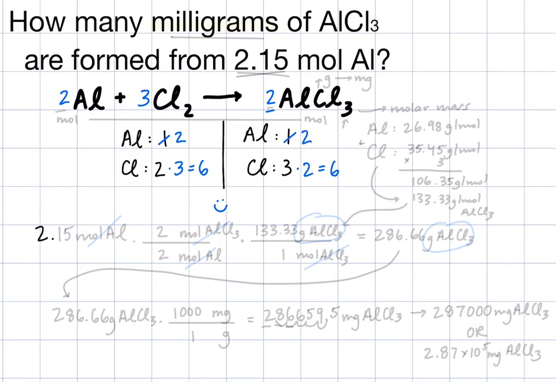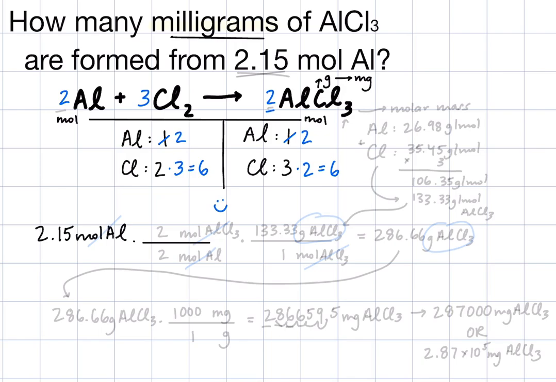We're going to go ahead and start with the 2.15 moles of aluminum, and let's see the process we need to follow here. So we're starting with moles of aluminum, then we need to convert first to moles of aluminum chloride, and then we can get to grams. Once we get grams of aluminum chloride, we can then convert that into milligrams, which is our final desired unit.